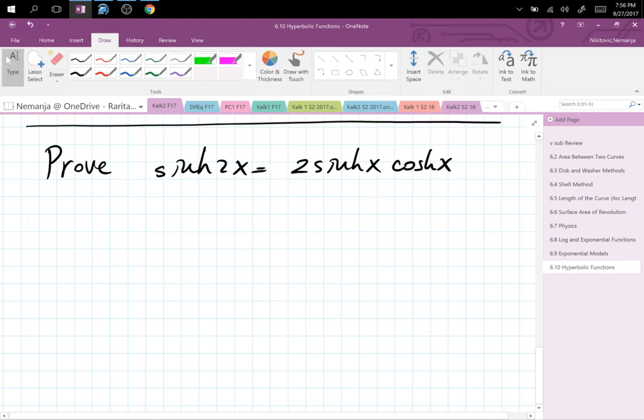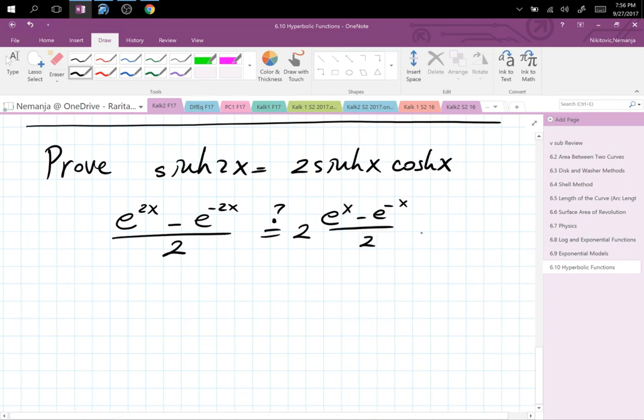Now, how do we do the proof? We know that sine hyperbolic is given as e to the, now we have to put 2x because the argument is 2x, minus e to the minus 2x divided by 2. That needs to be the same, I'll put the question mark there, as 2 times, instead of sine hyperbolic x, I will write e to the x minus e to the minus x over 2 times e to the x plus e to the minus x over 2. You see that I replaced all of the sines and cosine hyperbolics with their e definitions.